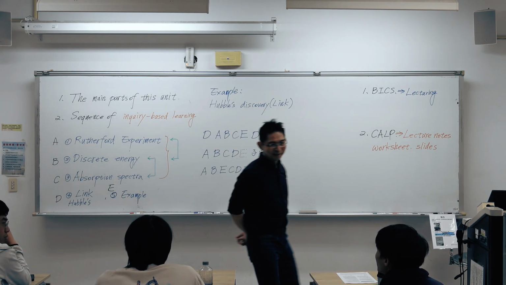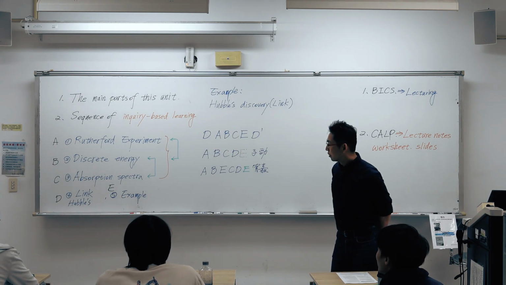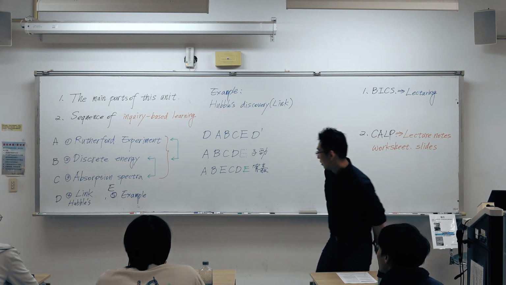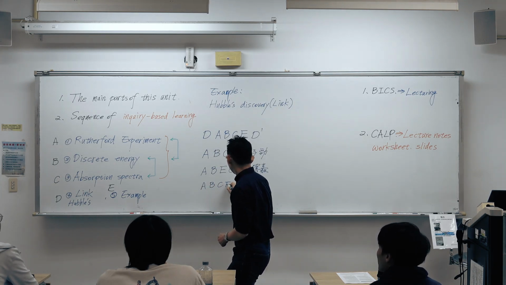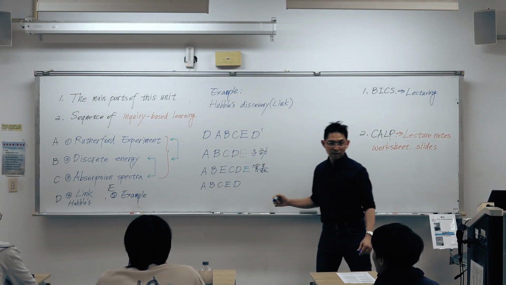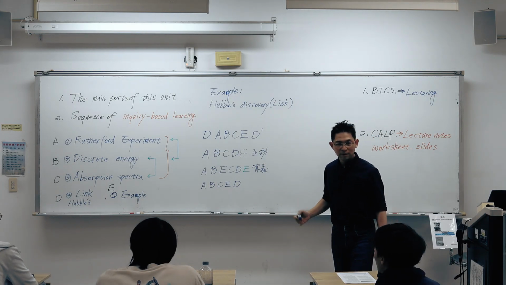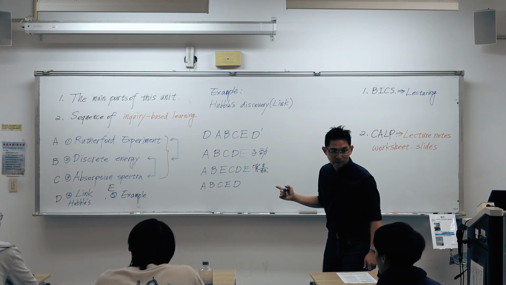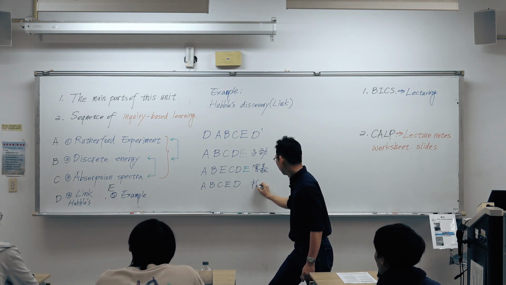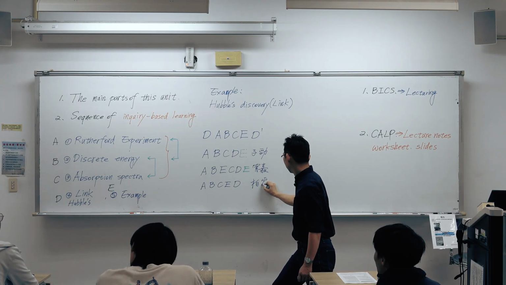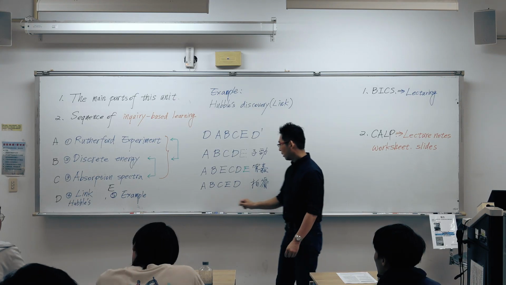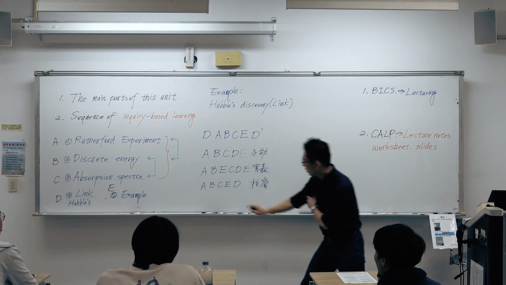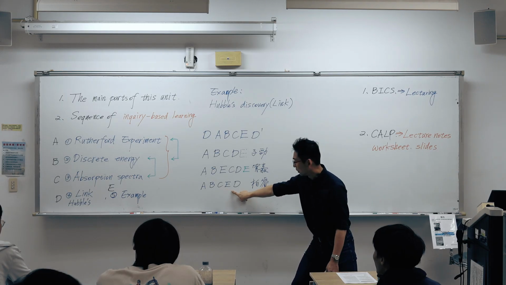I think this should connect with C. So my answer will be A, B, C, E, D. Only A, B, C, E, D. Why E prior to D?